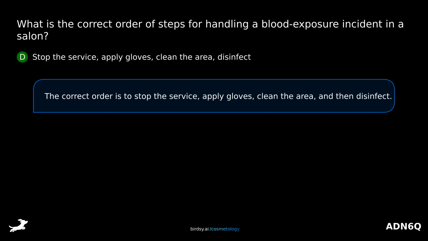Is it A, Section 1, Identification, B, Section 4, First aid measures, C, Section 7, Handling and storage, or D, Section 9, Physical and chemical properties? The answer is B, Section 4, First aid measures.